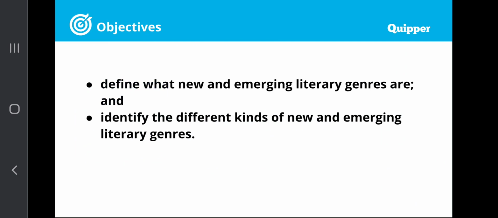So similar to genre fiction, where we were able to talk about different themes of fiction, this time we are going to talk about how new and emerging literary genres are different from the traditional literary genres that we have discussed, where this is more of the integration and innovation into the modern times and the different perspectives of the different creators of these genres.